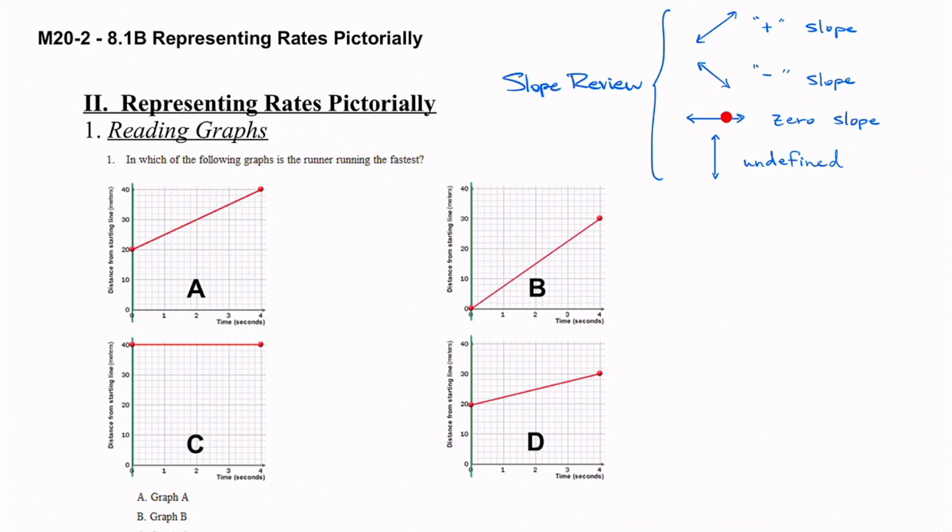Zero slope, this is when you're going to have a flat line. So this one here, that's going to be zero slope. And then undefined slope, that is when you have a line that is actually just pointing straight vertical. So now that we've done that little review, let's look at our first question.